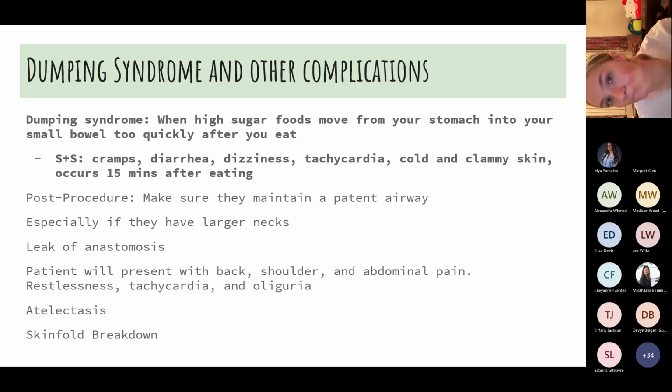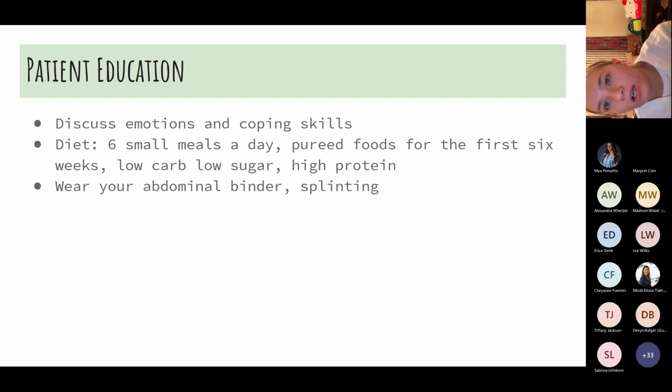It's really important after the procedure to maintain the patient's airway and monitor for a leak. This can happen, and we will start to see really bad back, shoulder, and abdominal pain with these patients. Again, we've talked about discussing emotions and coping skills. Remember, we've taken the size of someone's stomach and we've reduced it down to like this. Okay, so 6 small meals a day is really important for these patients.